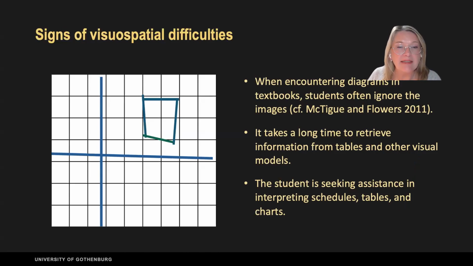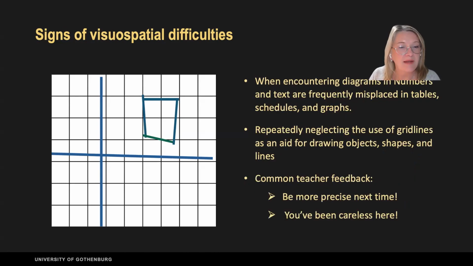Visuospatial difficulties can manifest in various ways among students, such as ignoring diagrams while reading textbooks, difficulty interpreting schedules, tables and charts, and taking a long time to retrieve information from visual models. Other signs include misplaced numbers and text in tables, schedules and graphs, and neglecting the use of grid lines while drawing objects, resulting in wrong or less precise answers.